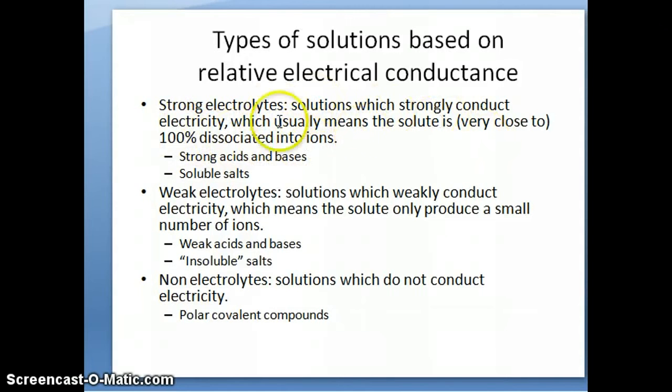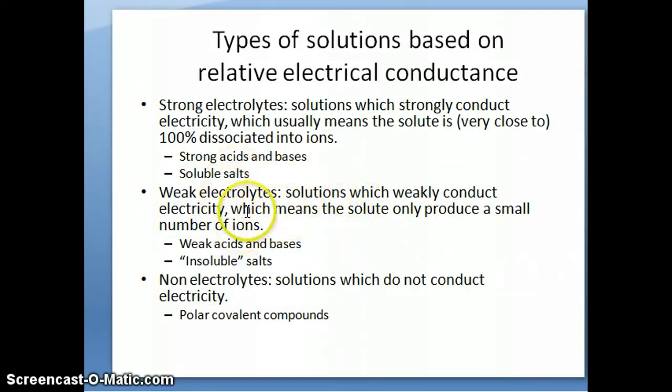The type of compounds that do this are strong acids, strong bases, and soluble salts. And we'll give a few examples of this in the next slide. The next type of solution is what we call weak electrolytes. Those are solutions that earlier were shown in the middle with that light bulb that's kind of weakly shining, but obviously not a lot of electricity, which implies that there's not a lot of ions produced by those solutions.